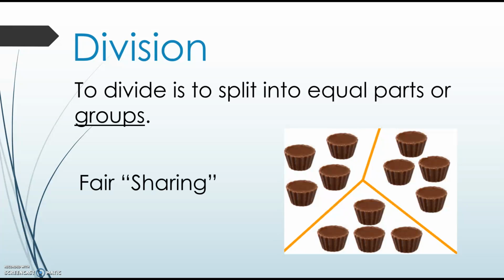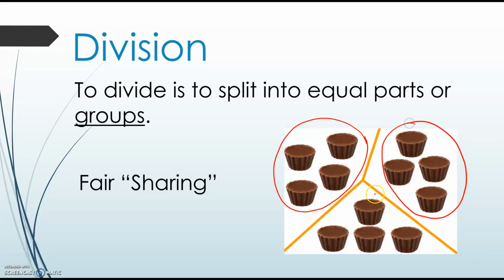Making sense of division. To divide something means to split it into equal parts or groups. So in this case, we have 12 pieces of candy and we are going to split it into 3 equal groups where each group has the same number of pieces. So the size of our groups are the same. Each of the groups has 4 candies.